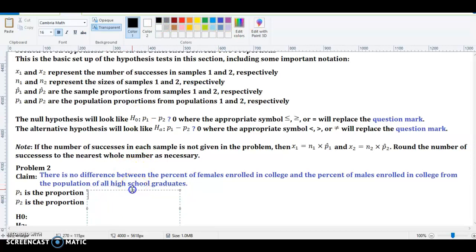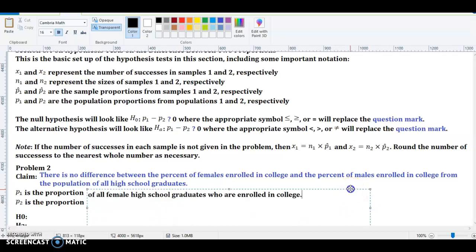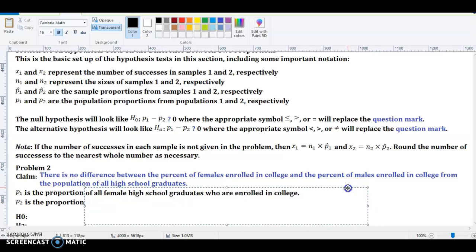the proportion of all female high school graduates who are enrolled in college. Likewise, since the males are mentioned second in the problem, P2 would be the proportion of male high school graduates who are enrolled in college.